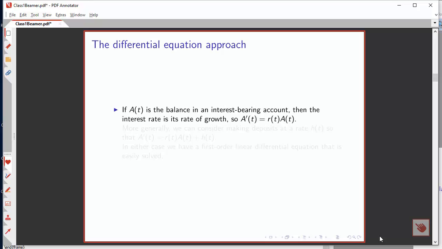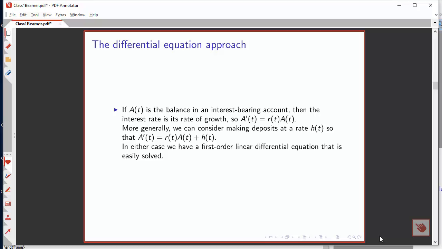It's straightforward to approach this problem of interest in terms of differential equations. Let's let capital A denote the balance in an interest-bearing account, and the interest rate is the rate at which it grows. So the rate of increase, A prime of t, is equal to the interest rate, r, times the balance, A. And in this context, it would be perfectly reasonable to consider an interest rate that was not constant, but a function of time.